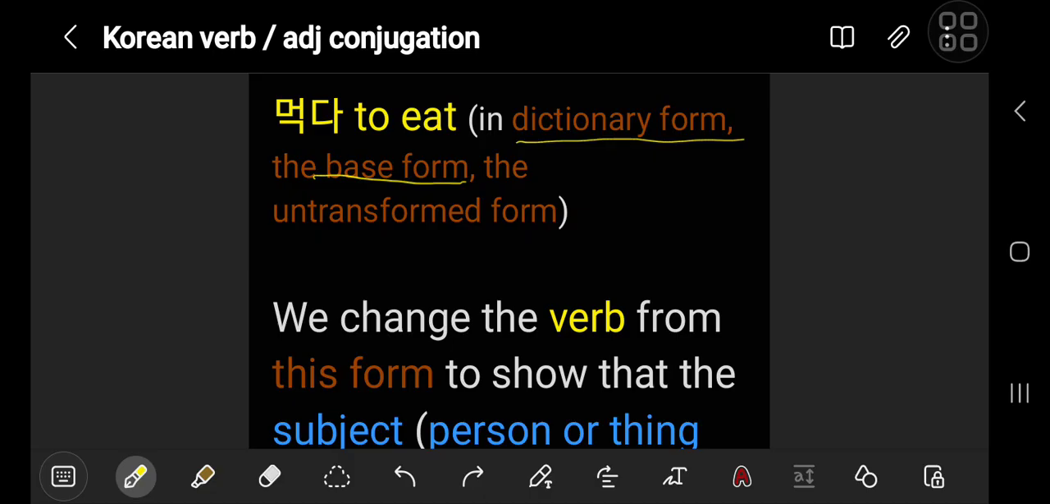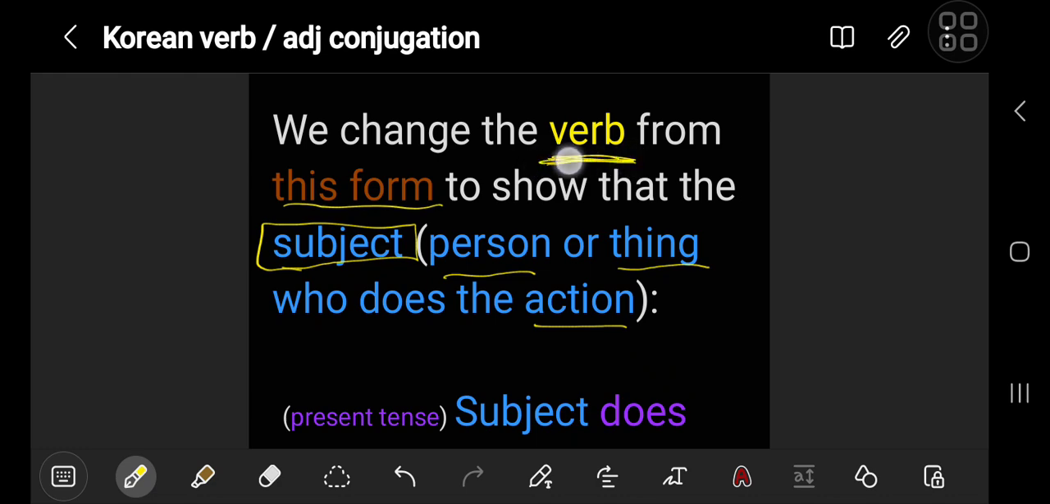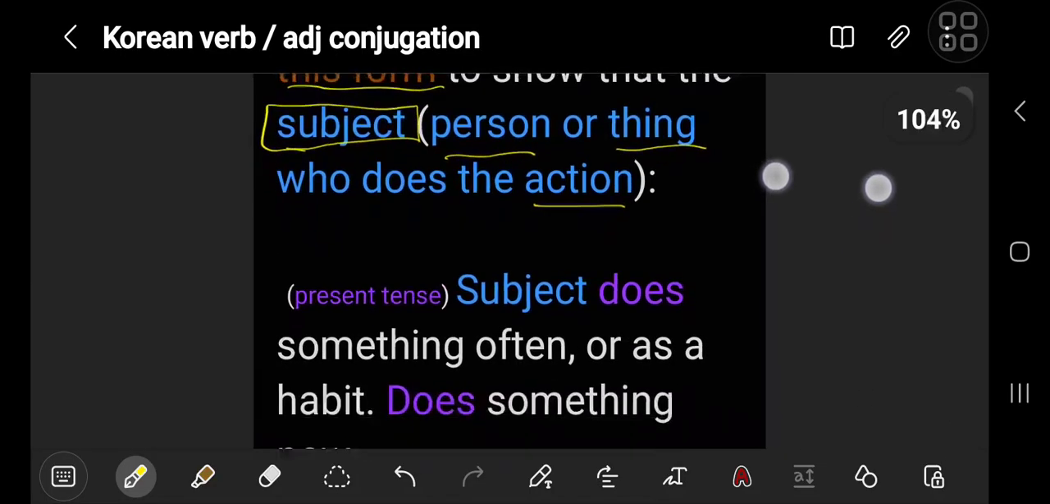Now, with this, we need to change this verb from this base form to show the subject, the person who is kind of the main character of a sentence, so it can be a person or a thing. So a car can do an action even if it's not a person. A car can move, a car can drive. So the action is the verb, right? And they can be abstract actions like thinking. They can be actually moving your body or doing something like dancing.